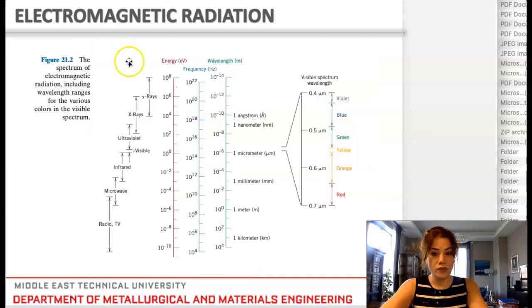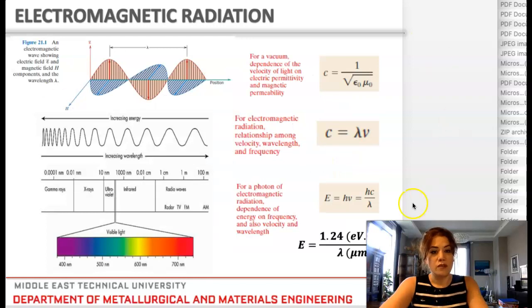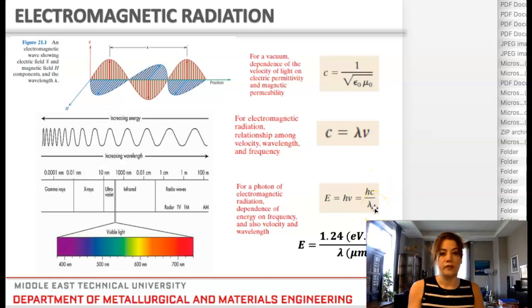This is from your book. This is a range of energies and frequencies and wavelengths for the given wavelength of the electromagnetic radiation. Of course, there is a relationship between the energy of the light and the wavelength of the light, which is inversely related. We already saw this in electrical properties.